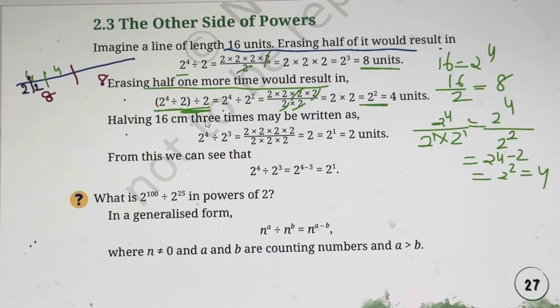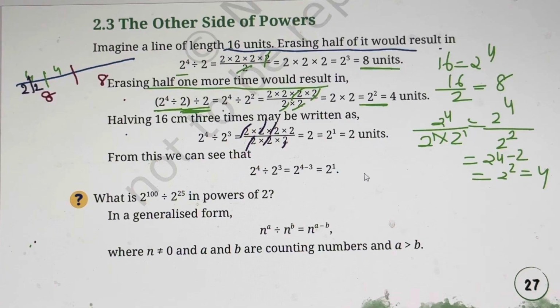So how is it written? 2 raised to 4 divided by 2 cube, right? So 2 is 4 times, 2 is 3 times. Each pair gets cancelled. What we are left with is 2 units, right? So from this we can say 2 raised to 4 divided by 2 cube. What is happening over here is that when we divide, the base is same, so powers are subtracted. Instead of doing all these things, you can directly subtract the powers.